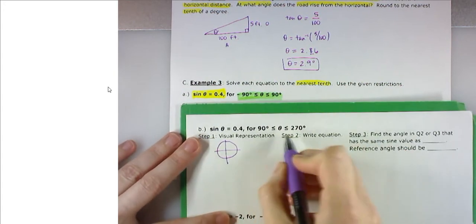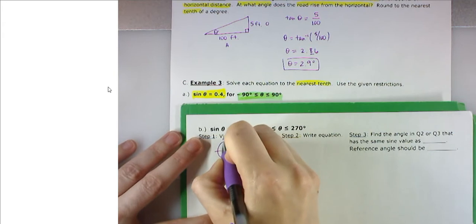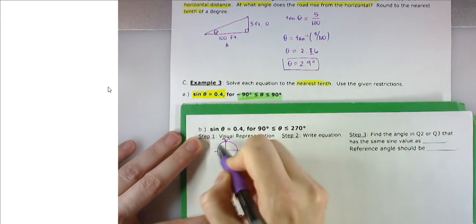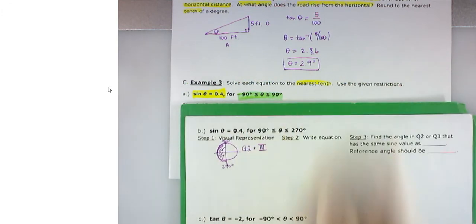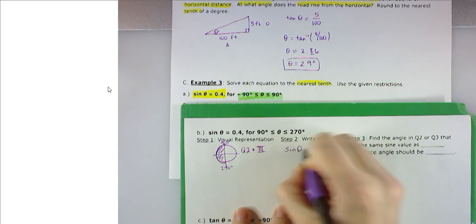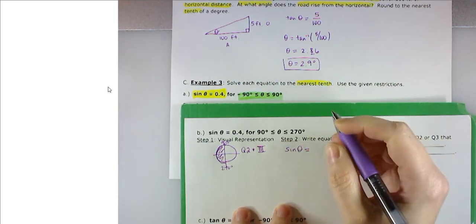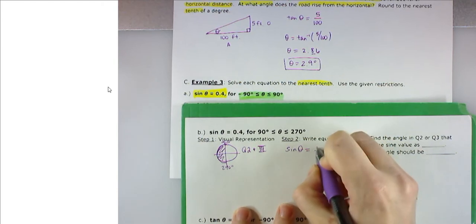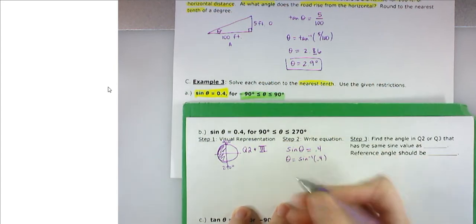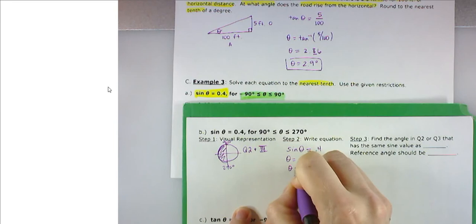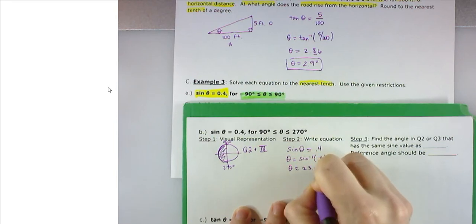So this is from 90 to 270. So here's 90 degrees and here is 270. So if I go from 90 to 270, I am in quadrants 2 and 3. Okay, so I have to find all possible answers in quadrants 2 and 3. So if you were to do the equation and solve it, you have the sine of theta equals 0.4. To solve, you would do the inverse just like we did before, and nothing's going to change when you plug that into your calculator. You're still going to get that it's approximately 23.6 degrees.